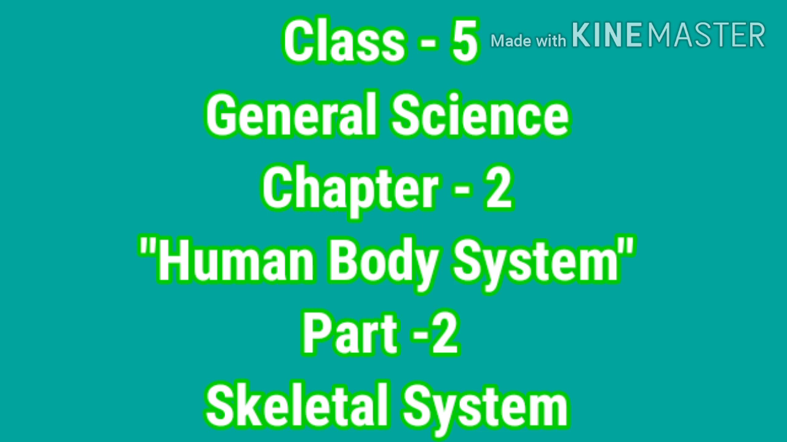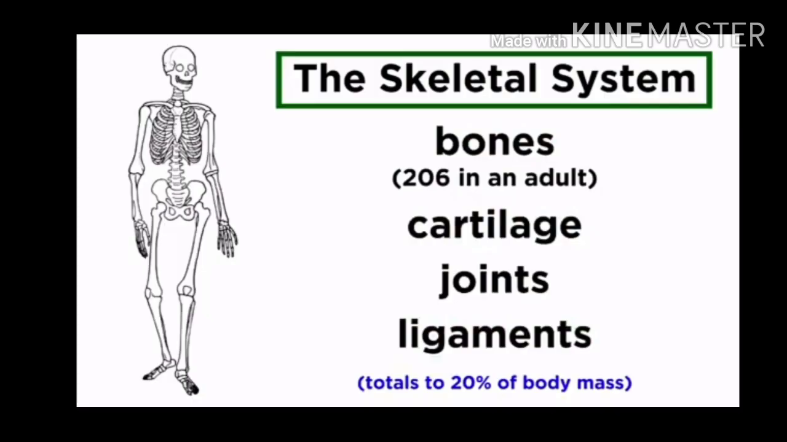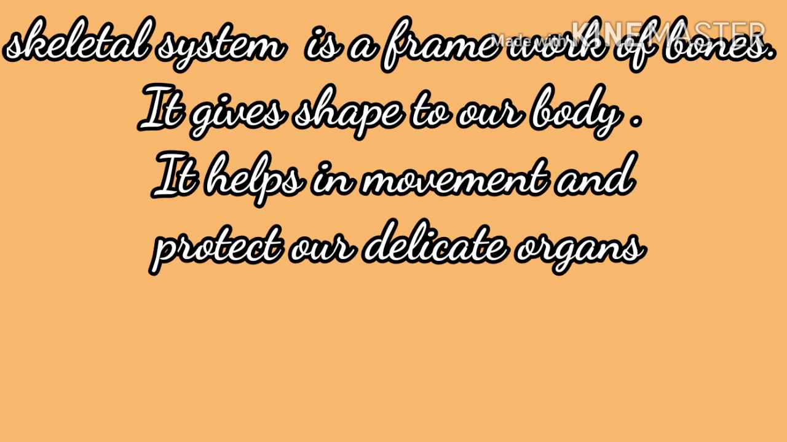We started chapter 2, Human Body System. In this second part of this chapter, we will discuss the skeletal system in detail. Our skeletal system is the basic structure of our body. It is made up of 206 bones, cartilage, joints, and ligaments. It is about 20% of our total mass.